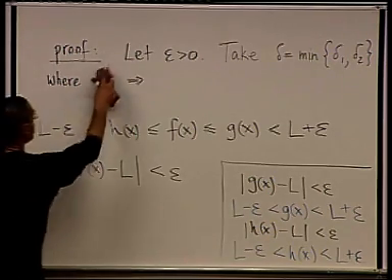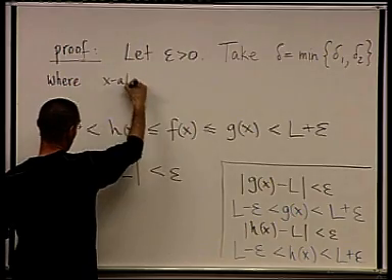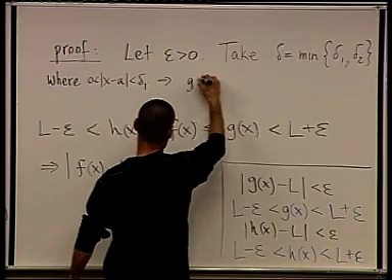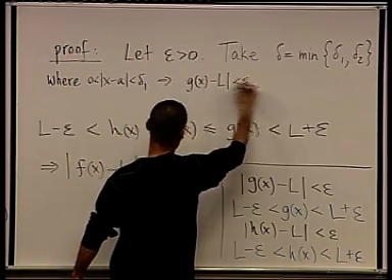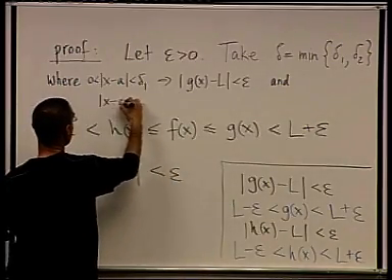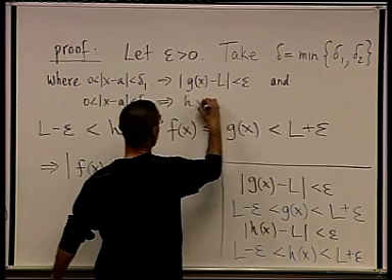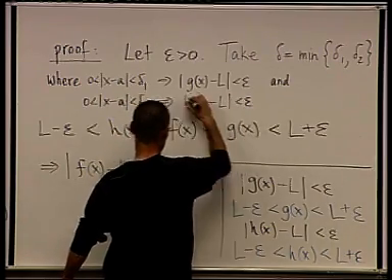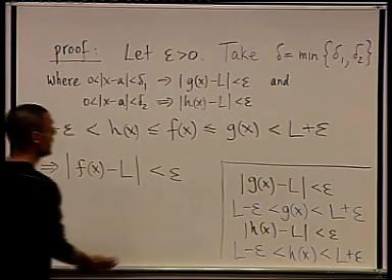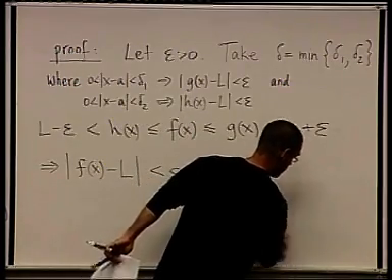You know what? Let's be very formal. Where x minus a is greater than 0, less than delta 1, implies g of x minus L is less than epsilon, and x minus a is less than delta 2, greater than 0, implies h of x minus L is less than epsilon. So these delta 1 and delta 2 exist. That's precisely the statement that the limit of g is L and the limit of h is L.